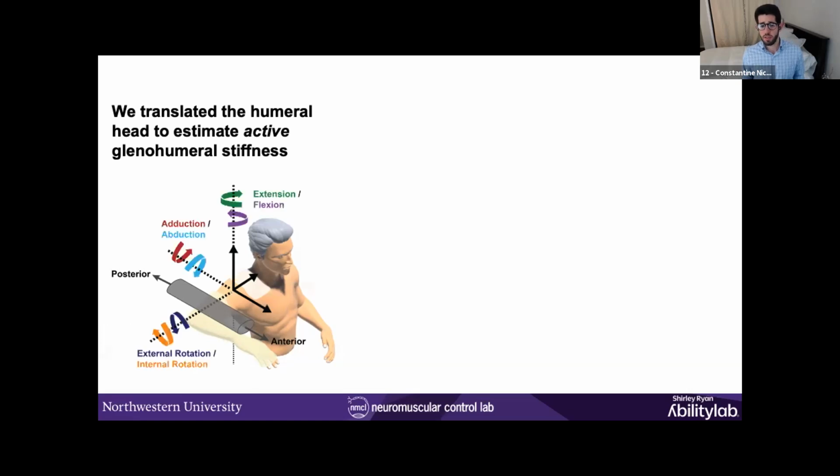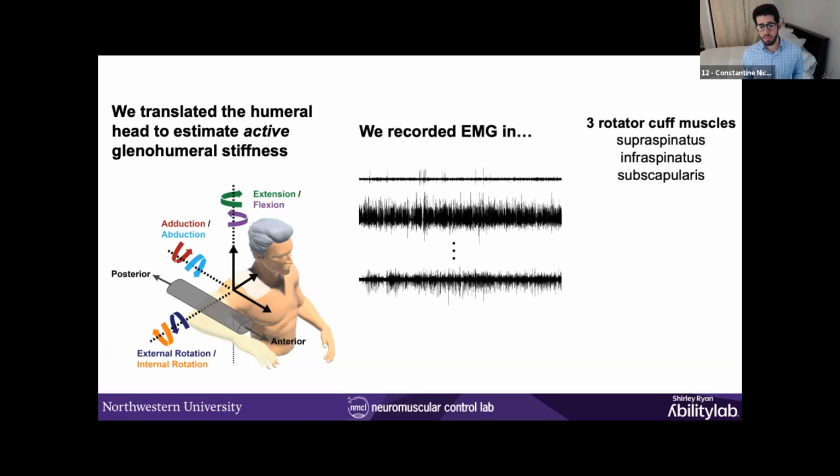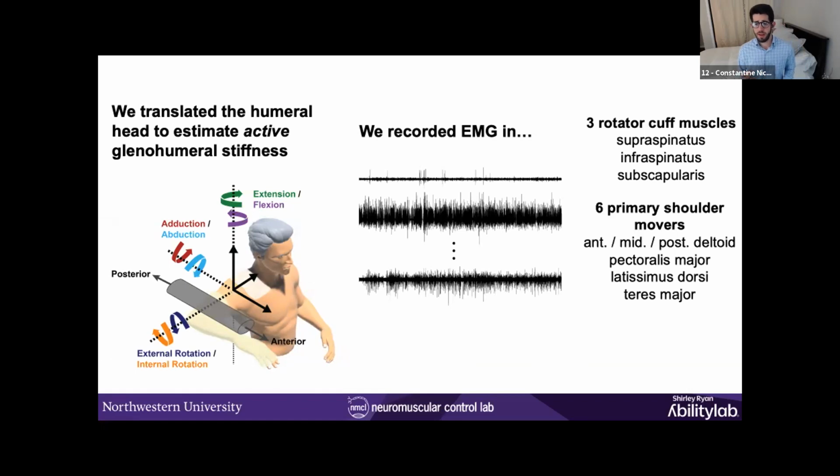While translations were applied, participants activated their shoulder muscles in different ways by generating isometric torque in one of 6 directions, like you see here. And we simultaneously recorded background EMG in 3 rotator cuff muscles and 6 primary shoulder movers. And from these EMGs, we created a linear mixed effect model to predict glenohumeral stiffness from the EMGs of muscle in each group.